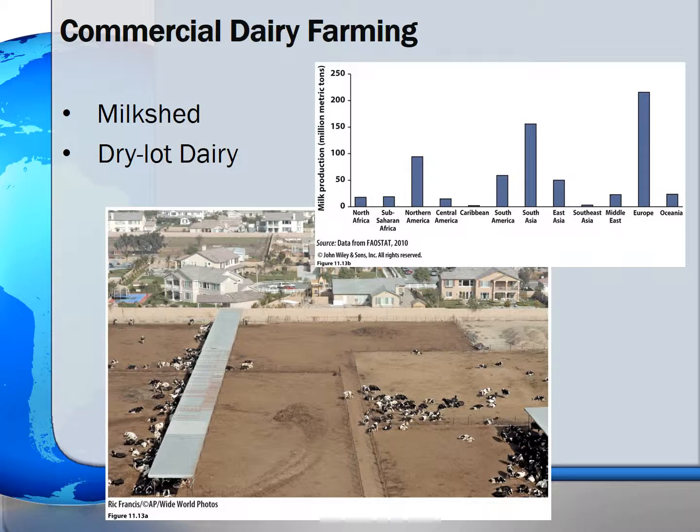Regionally, there are three main centers of milk production: Europe, South Asia, and North America. More than half of the milk produced in South Asia comes from water buffalo.